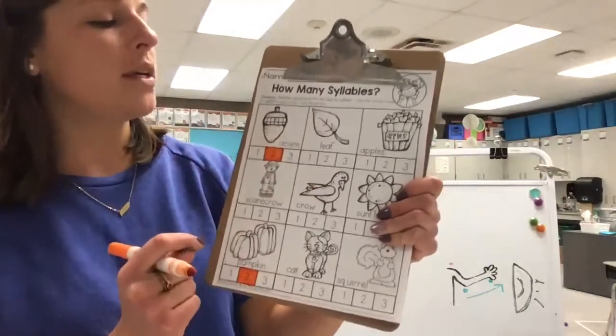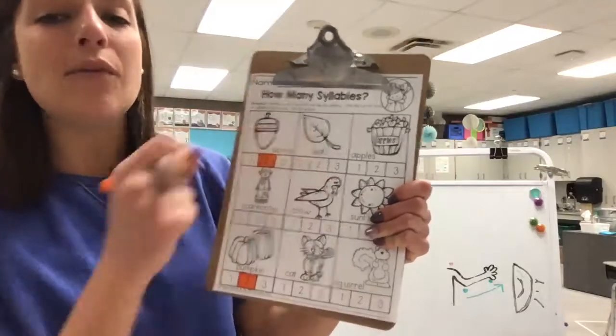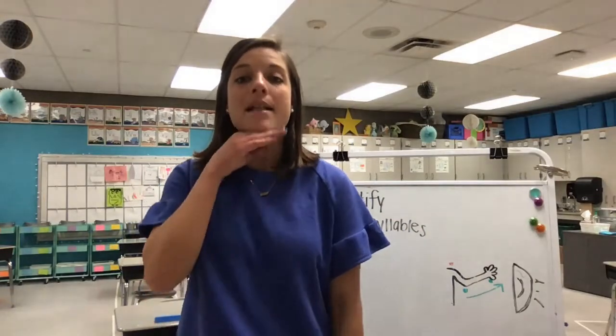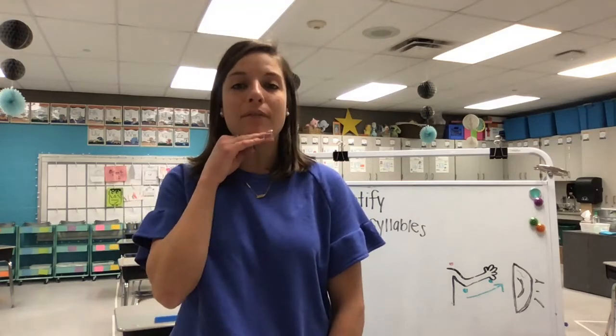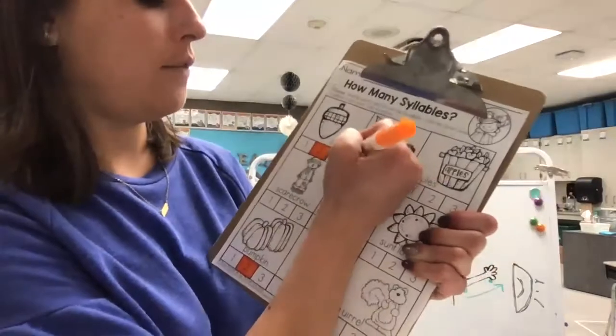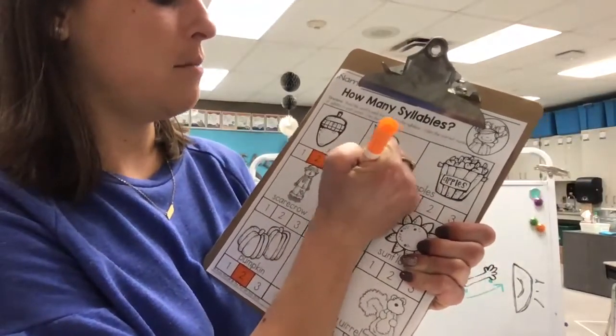Let's touch our next picture. This is leaf. Very good. Let's use our chin strategy to identify the number of syllables in the word leaf. Ready? Leaf. How many times did we push our hand down? Leaf. 1 time. So we're going to frame and color our first box, the number 1.